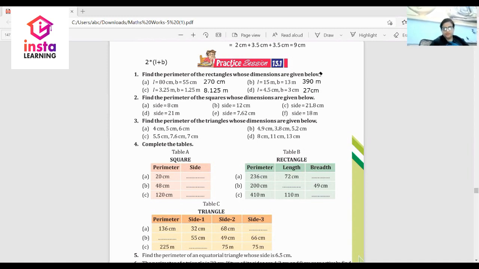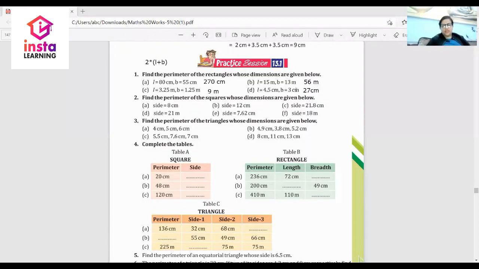Okay, now when we add 3.25 and 1.25, the answer will come 4.5 meter. Then we have to multiply with 2. Okay, then we will get our perimeter. So 15 and 13 is 28, then 28 into 2 is 56. Here also 4.5 will come, and we will multiply with 2, the answer is coming 9 meter. Now 4.5 and 3 is 7.5, and then we multiply it, then our answer will come like this.